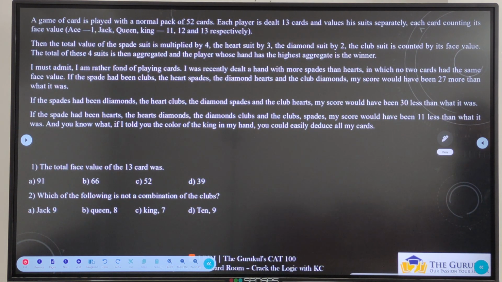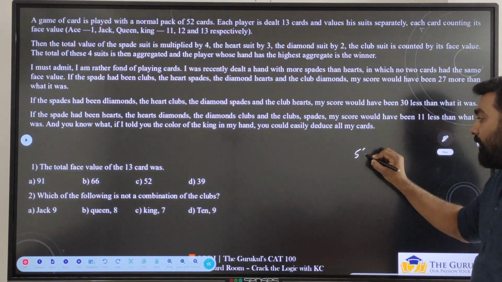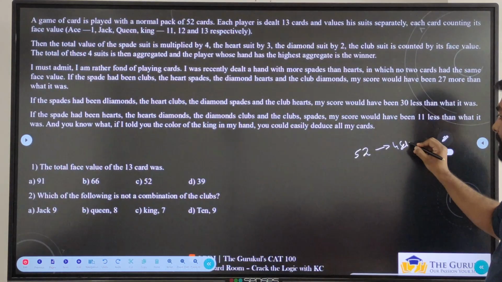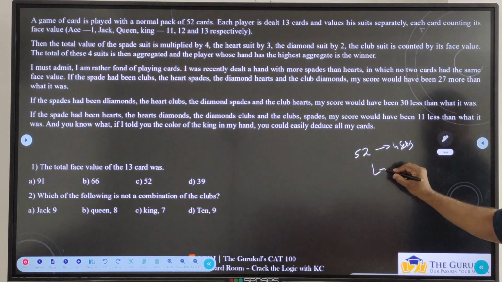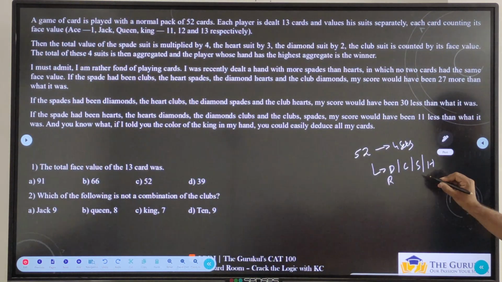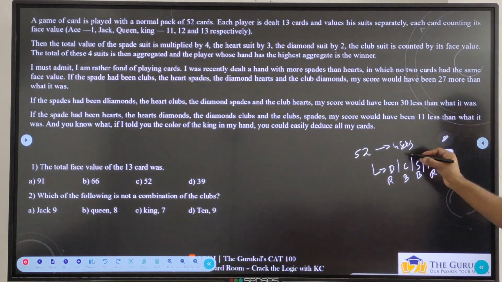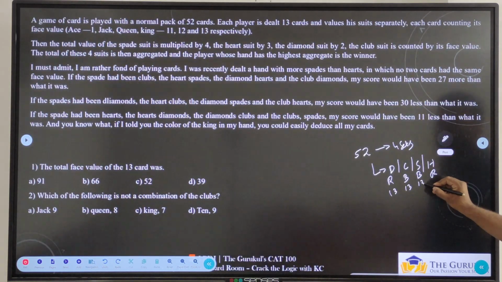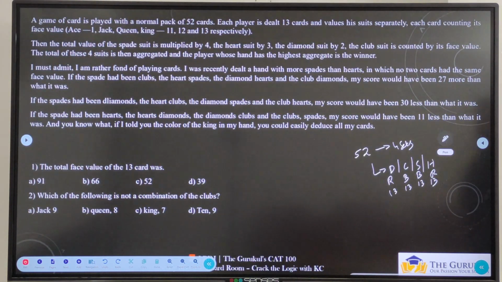The total number of cards multiplied, some information, multiplications are there. We have 2 questions over here. So total 52 cards, each player dealt with 13 cards. So can I say out of 52 cards which I am having, I will have 4 sets, that is 4 suits. I'll have diamonds, clubs, spades and hearts. Diamonds is red, hearts is red, clubs is black, spades is black, and everything is having 13, 13, 13 and 13. Okay. The total value of the winner, highest aggregate.